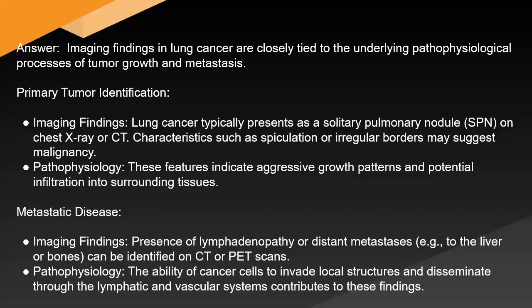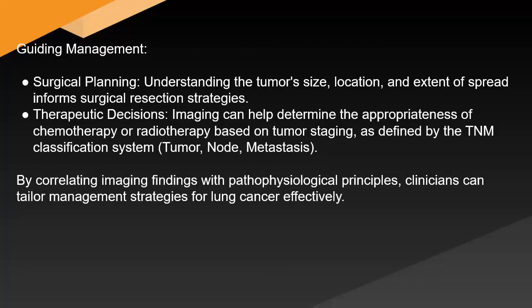Metastatic disease. Imaging findings. Presence of lymphadenopathy or distant metastases, e.g., to the liver or bones, can be identified on CT or PET scans. Pathophysiology. The ability of cancer cells to invade local structures and disseminate through the lymphatic and vascular systems contributes to these findings. Guiding management. Surgical planning.